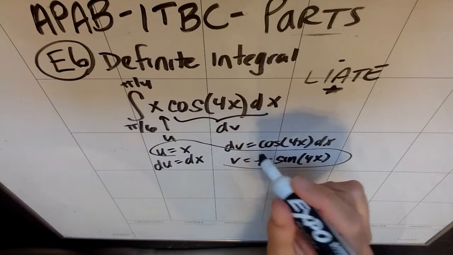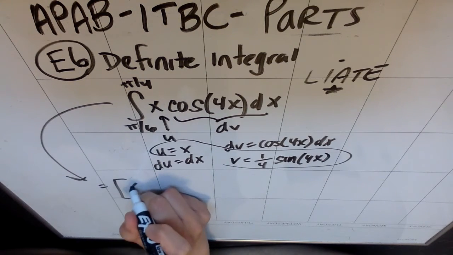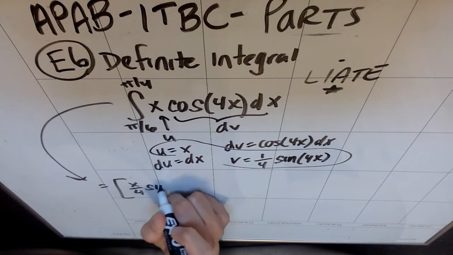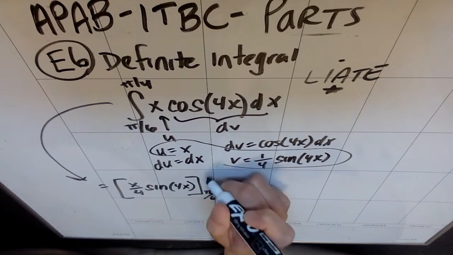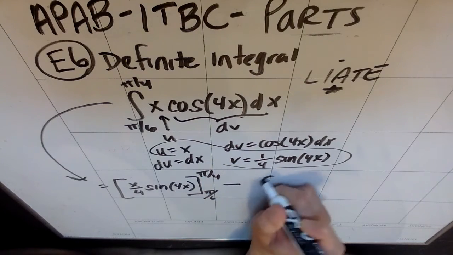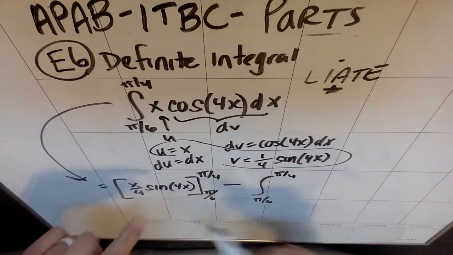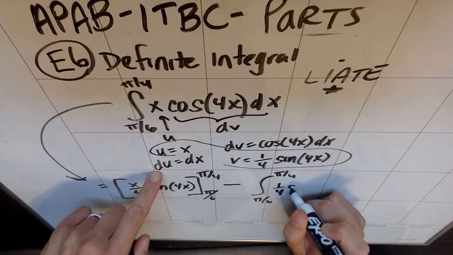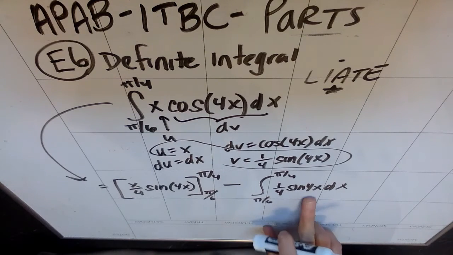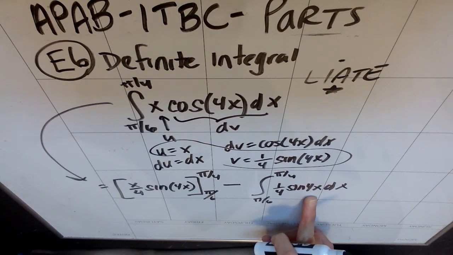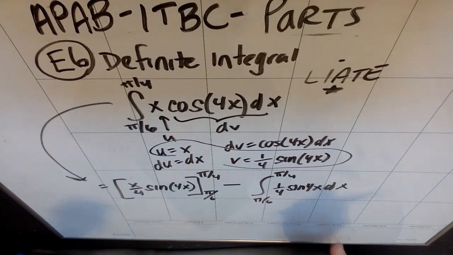So this integral is going to be uv, right? So this integral up here is going to be equal to x over 4 times the sine of 4x, evaluated from pi over 6 to pi over 4, minus the integral, still from pi over 6 to pi over 4, of v du, which is going to be 1/4 sine of 4x dx, which is something we can integrate. Again, either using simple u-sub where your u is 4x, or just recognizing that if you integrate something with a 4x on the inside, you have to divide by 4.